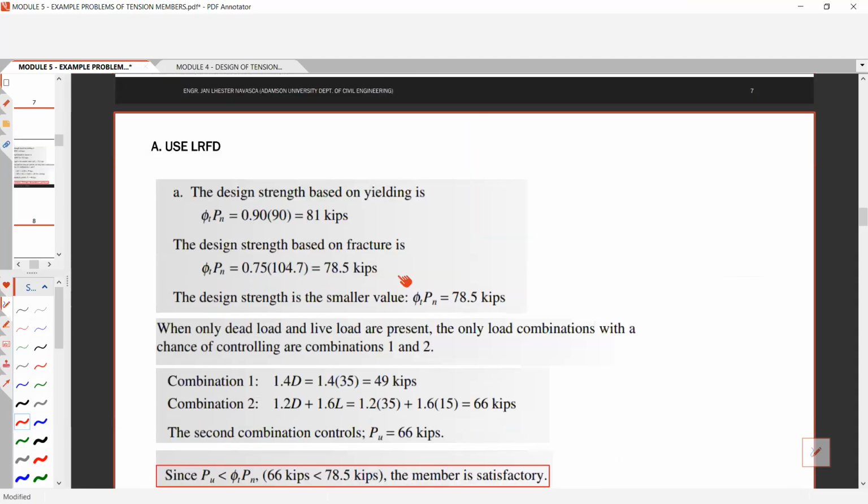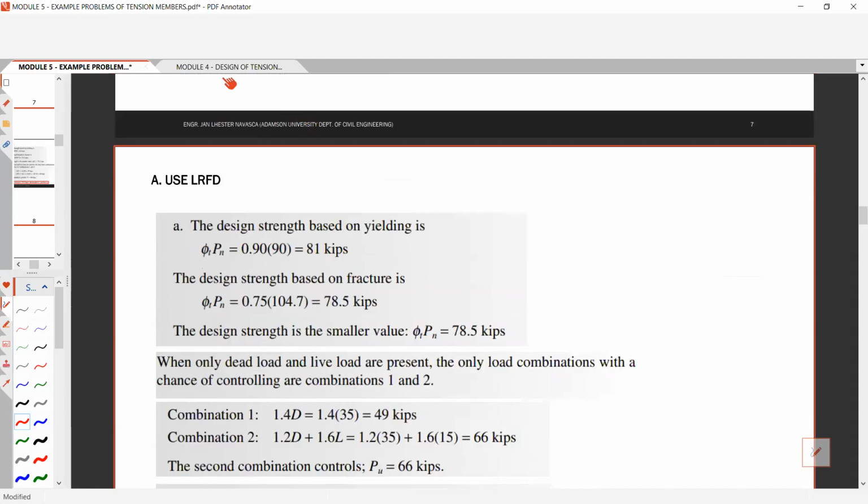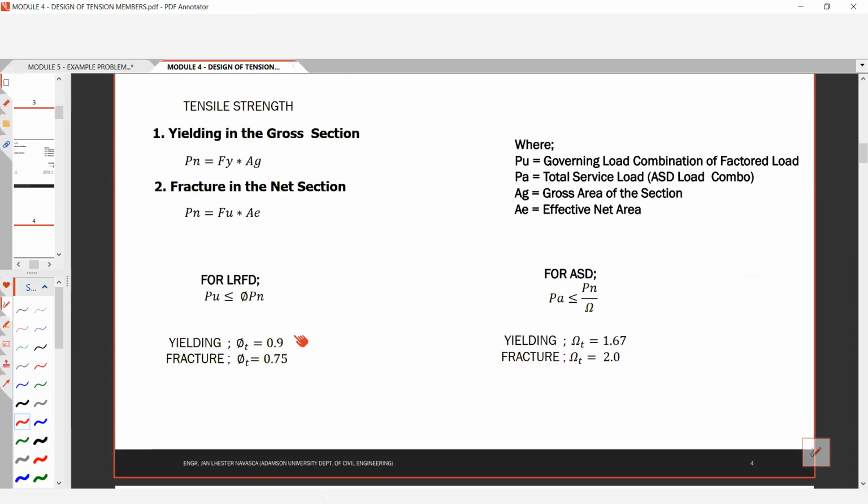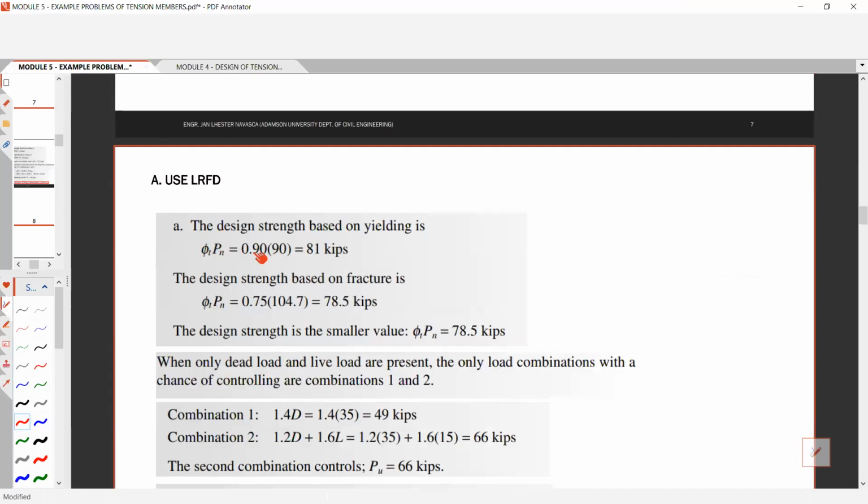So we can also compare that based on design strength. Since again, we will be using a factor phi for LRFD, that is 0.9 in yielding and 0.75 in fracture. So phi in yielding, 0.9 times 90, you have 81 kips. And based on design strength on fracture, you have 0.75 times the nominal strength in fracture, you have 78.5 kips. So we will be using the design strength that is smaller of the two. So choose the smaller of the two.